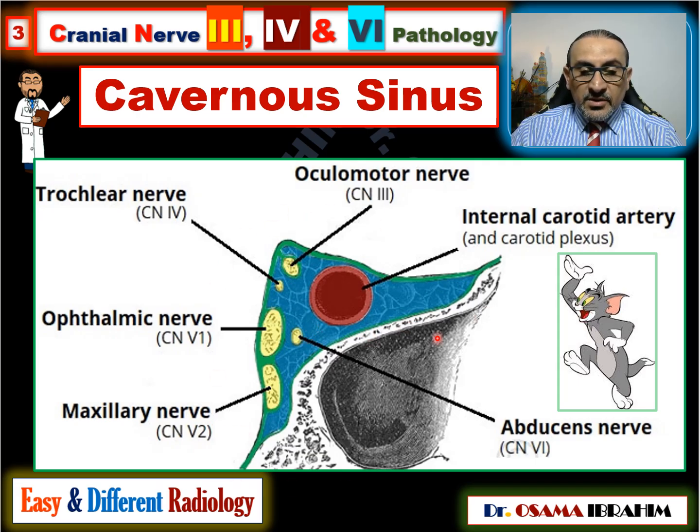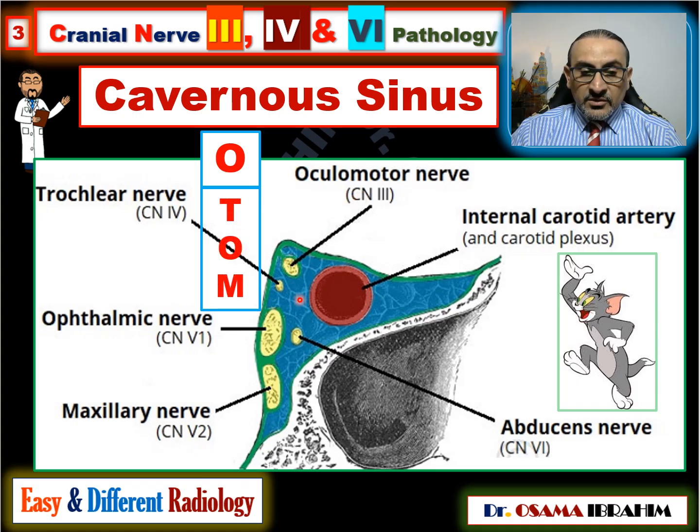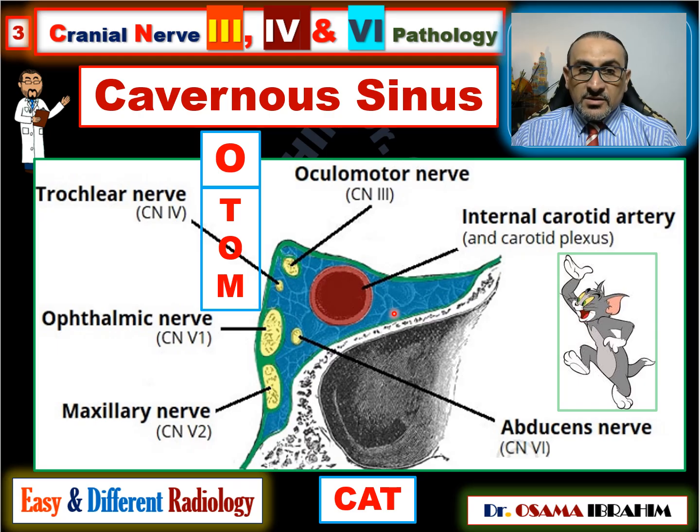We can remember this by the mnemonic O-TOM-CAT. O refers to the oculomotor nerve, T refers to the trochlear nerve, O to the ophthalmic branch of the trigeminal nerve, and M to the maxillary branch of the trigeminal nerve. CAT is arranged transversely: carotid artery, the internal carotid artery, A for abducent, and T for trochlear nerve again. So you can remember it by OTOM in the vertical and CAT in the horizontal orientations of the cranial nerves within the cavernous sinus.